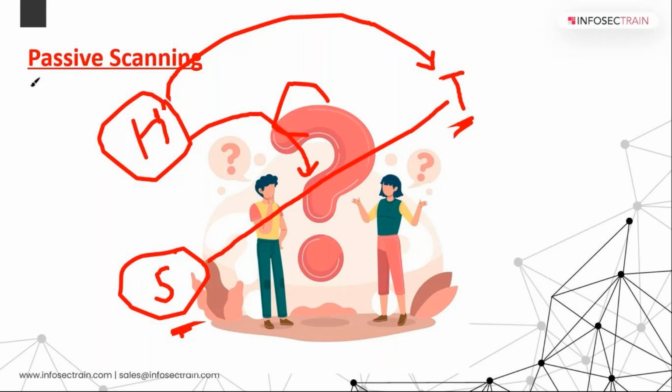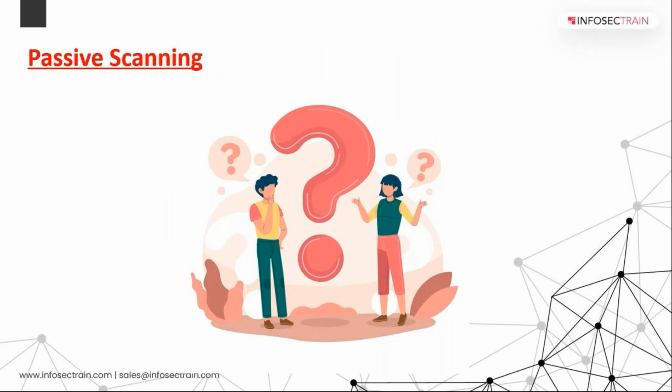There are two very important tools in the world of cybersecurity. There are thousands, but two very famous ones: one is called Wireshark, and another is called Burp Suite. In passive scanning, guys, you are not making direct contact with them. You're just sitting on the network, listening to the conversation that is going on.